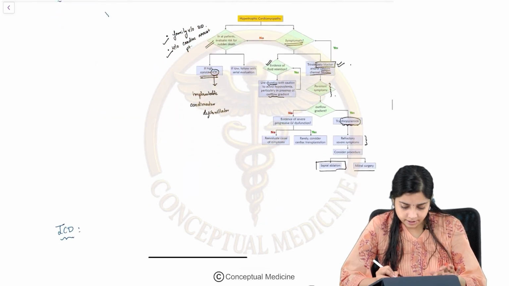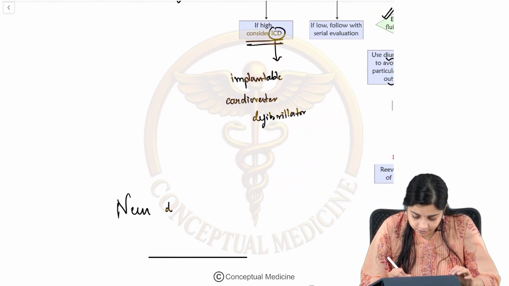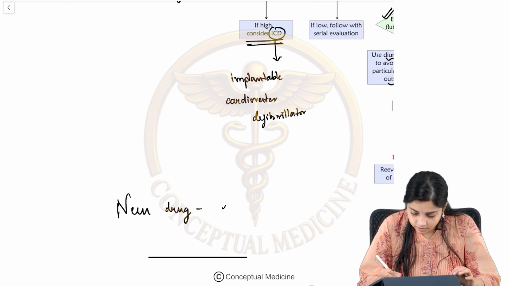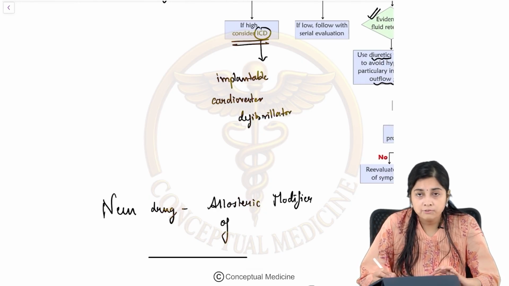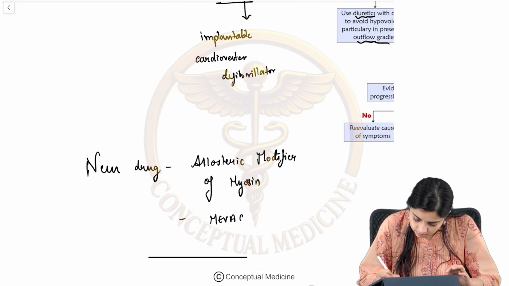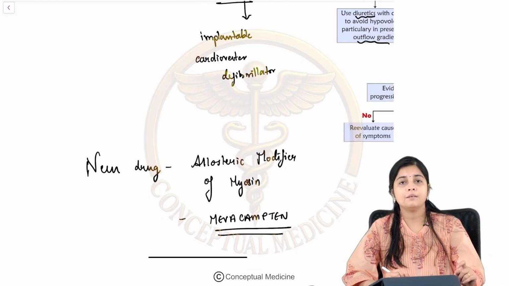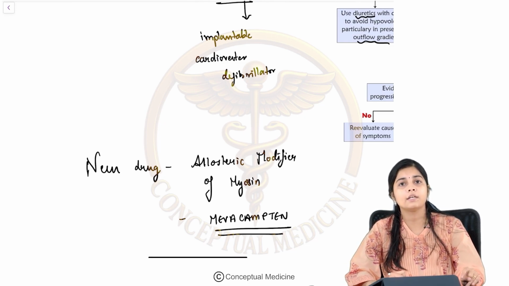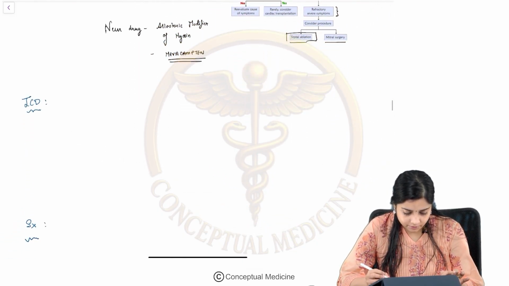Right? So a new drug which is being used in the management of HOCM is an allosteric modifier of myosin, which is called mavacamten. So the newer drug which is used in the management of HCM is an allosteric modifier of myosin, which is called mavacamten. Fine. So that is about the management of HCM.